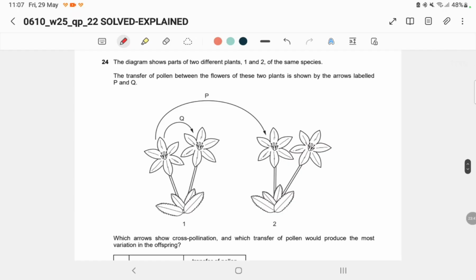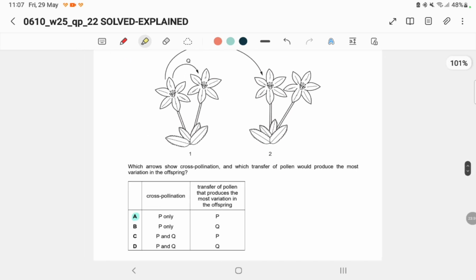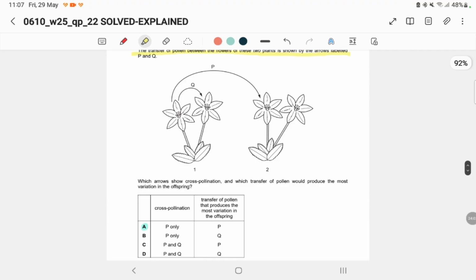Now the next question came. The diagram shows parts of two different plants, 1 and 2, of the same species. The transfer of pollen between the flowers of these two plants is shown by the arrows labeled P and Q. It asks which rows show cross-pollination. By definition, cross-pollination is the transfer of a pollen grain from the anther of one plant to the stigma of another, different plant. So 1 is a plant and 2 is another different plant. So P is the only one for cross-pollination.